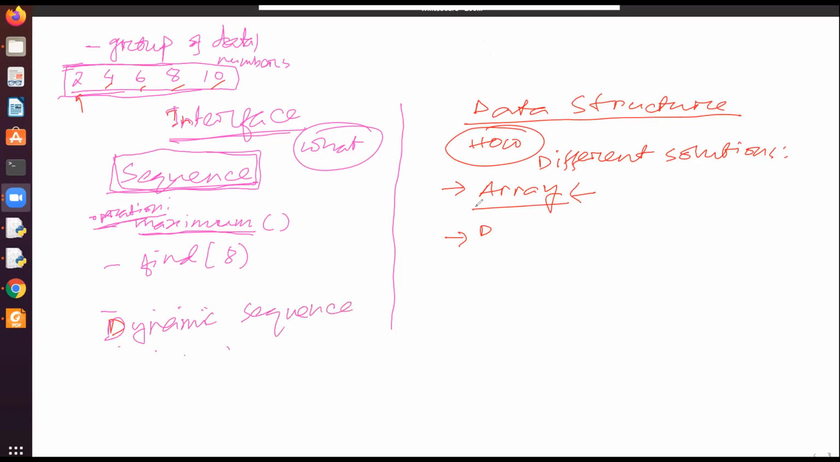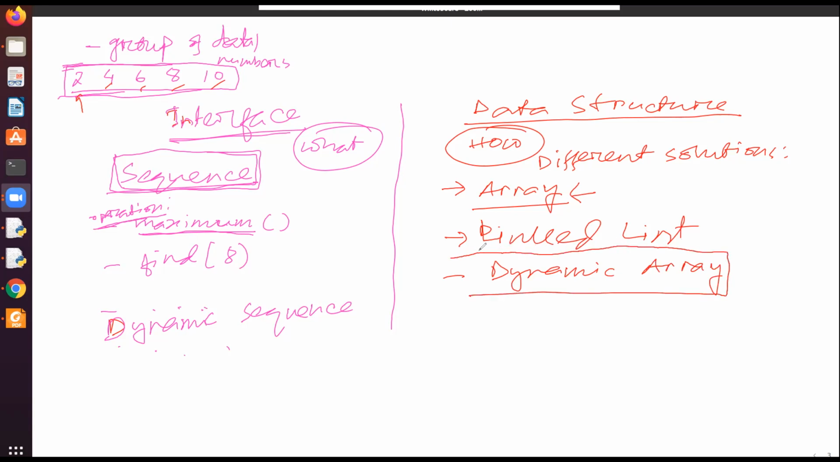Okay, and the dynamic sequence problem can be solved by a linked list. So the interface is the same sequence, but the problem can be solved by another data structure, which we would call a linked list. You don't need to understand what a linked list is because we will discuss it in detail. Another data structure we'll see is the dynamic array. And the good news is that all of you already know what a dynamic array is.